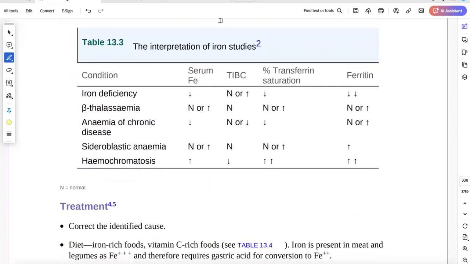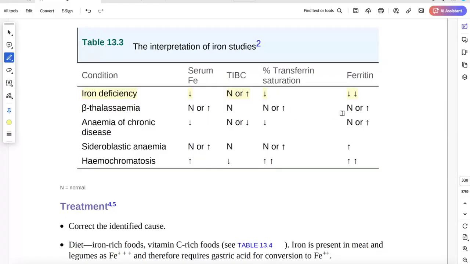Now, this is a very good interpretation of iron studies. In iron deficiency anemia, your iron will be low, ferritin will be low, and transferrin saturation will be low, but total iron binding capacity will be increased. The iron binding capacity being increased means there is lots of transferrin available in the blood, so it can easily bind iron. So that's why total iron binding capacity is increased.